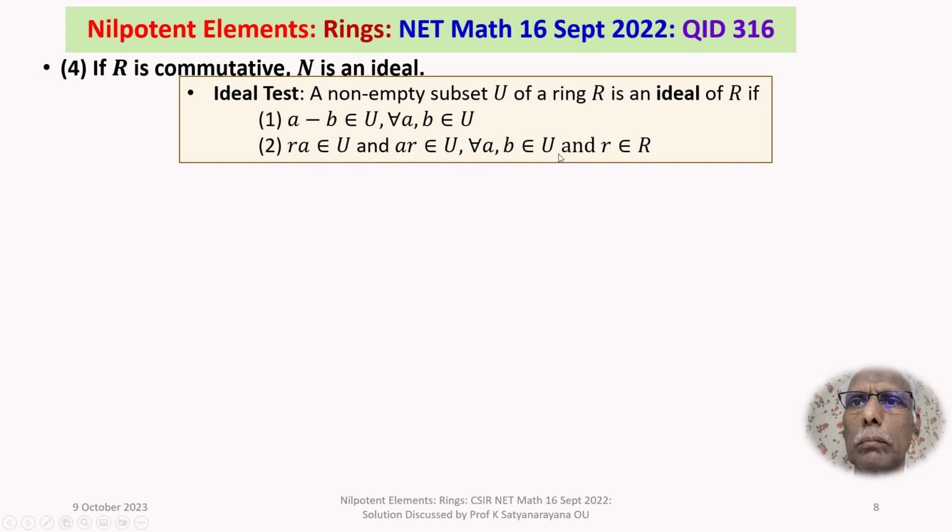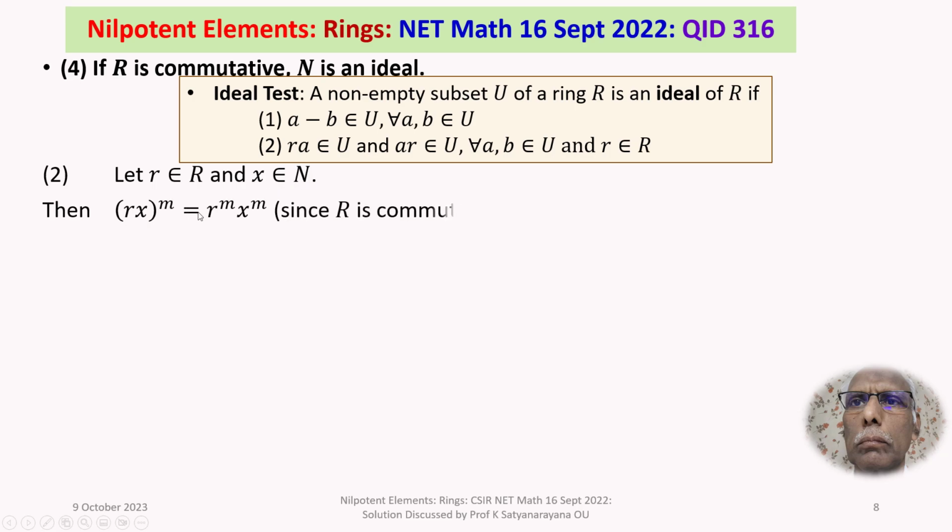So this is our second condition. Let r be an arbitrary element in R and x be any element of N. x is an element of N means x^m = 0 for some natural number m. Now we take (rx)^m, which will be equal to r^m x^m because R is commutative. This is the hunch, an expectation we made because R is commutative. For that reason, we started doing this.